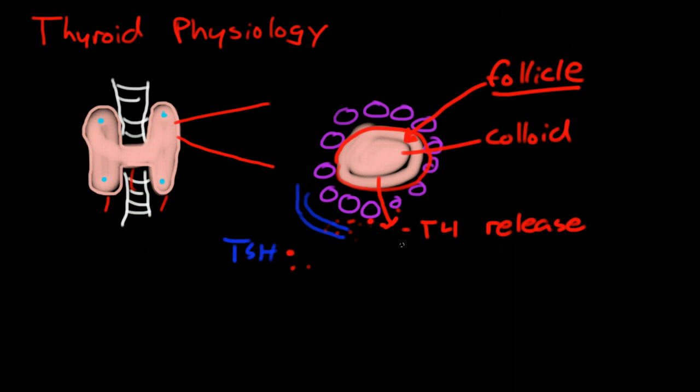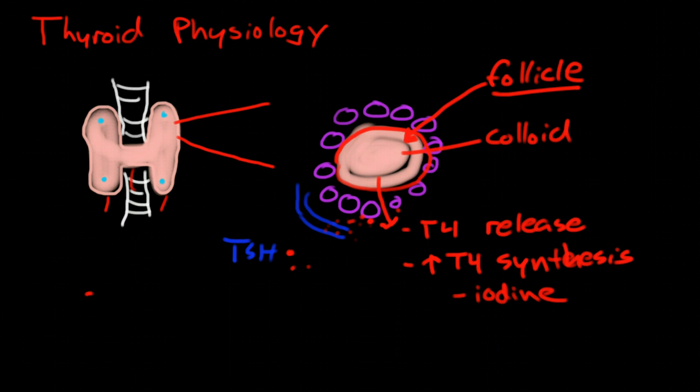Okay. The next thing that it does is it causes increased T4 synthesis. Now, the first step in increasing T4 synthesis is that the TSH actually turns on, right on the membrane of the cell, iodine pumps. Now, iodine pumps, they sort of work similarly.